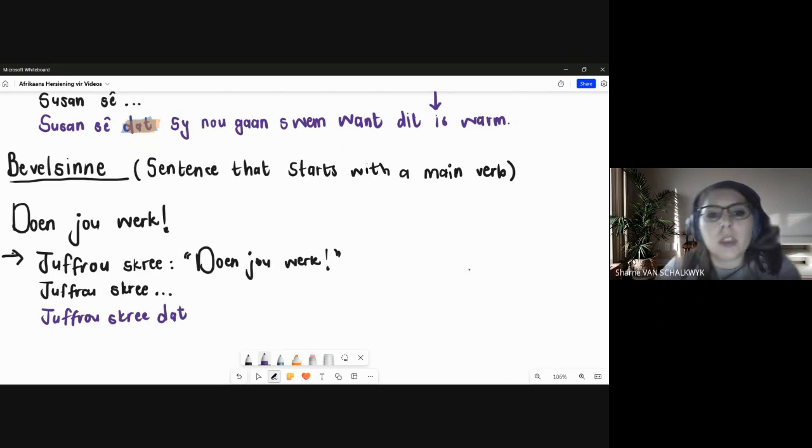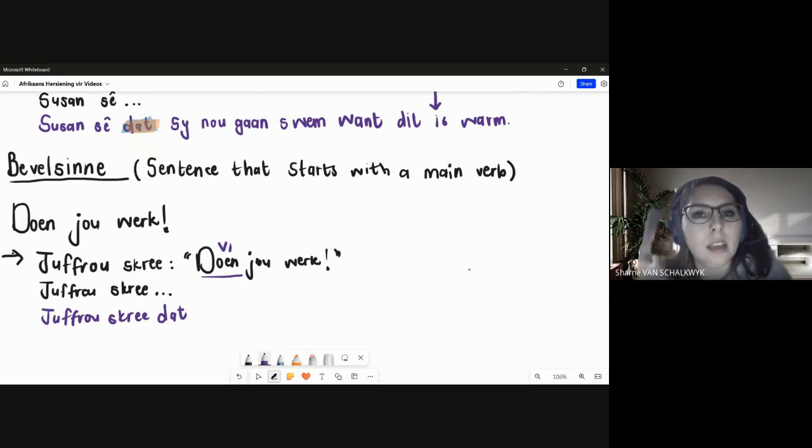Now, here's my verb. Right. Now I'm saying, do your work. Let's think of the English. The teacher shouts that I do my work or that he do his work. No, that he must do his work. So that's exactly what we're going to do in Afrikaans as well. In English, it makes more sense if we add a must. So that's what we're going to do in Afrikaans as well.